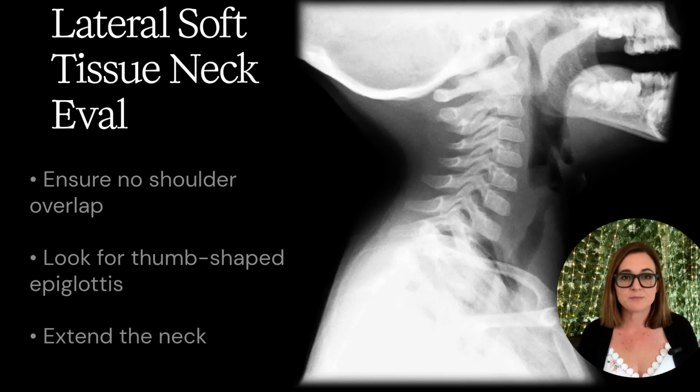If the airway is obscured by the mandible, extend the neck. If the trachea isn't midline on the AP, that means rotation. If the airway disappears, you're probably overexposed. And if everything looks blurry, slow the patient's breathing and repeat the exposure.